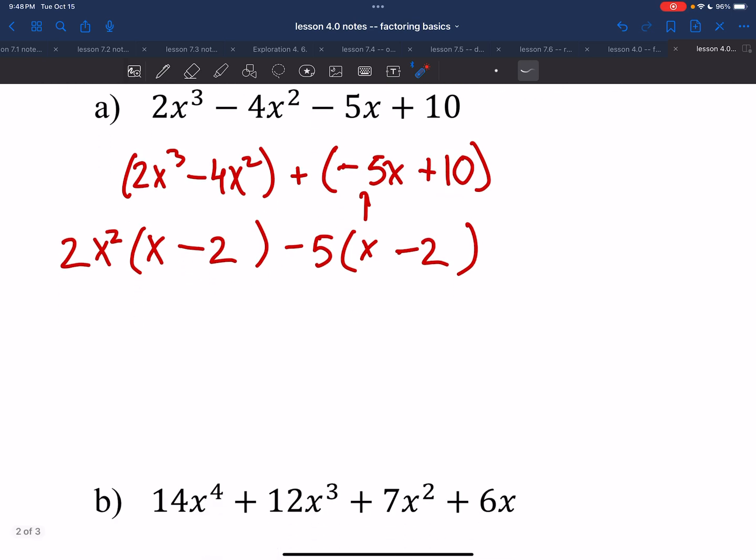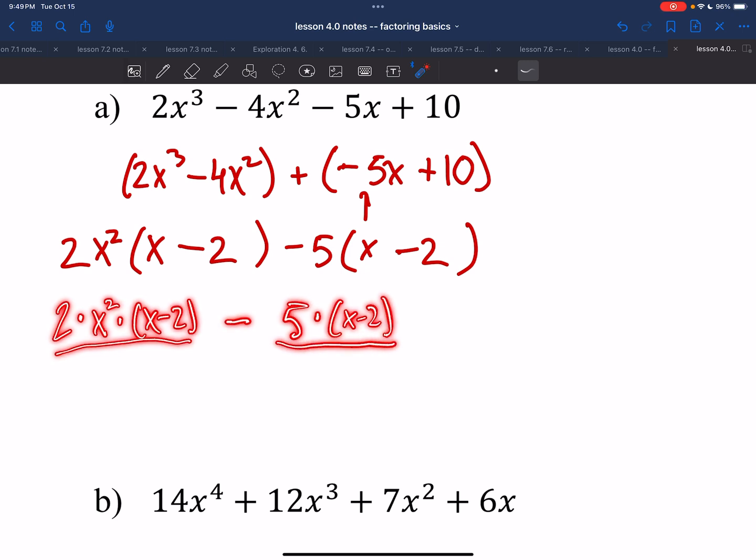Now, you say, that's great, Mr. Spaeth. What has this accomplished? I say, look. This says 2 times x squared times x minus 2, minus 5 times x minus 2. So this is a factorization, and this is a factorization. And if you're looking at that, you might notice, do they have a factor in common? And I would say, yes, student. They do have a factor in common, and that factor they have in common is x minus 2.